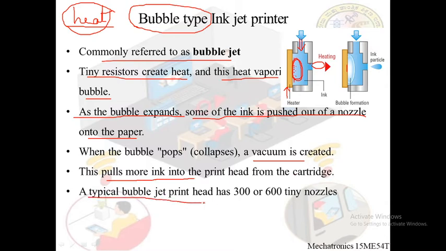The typical bubble jet print head has 300 to 600 tiny nozzles. We do not have a single nozzle, there are 300 to 600 tiny nozzles. This is the same case with the Epson type piezoelectric inkjet printer also. In the print head, we have hundreds and thousands of nozzles depending on the printer type. The large printers will have many thousands of nozzles within their print head.